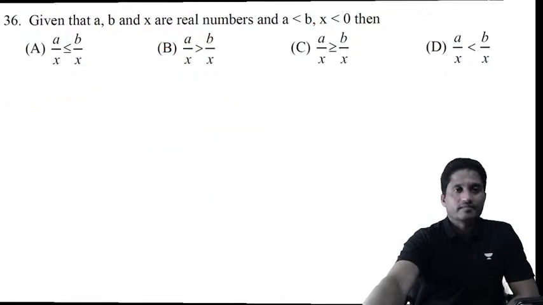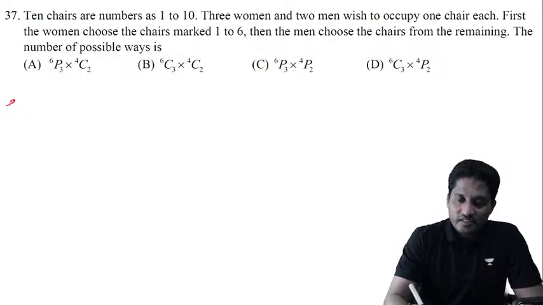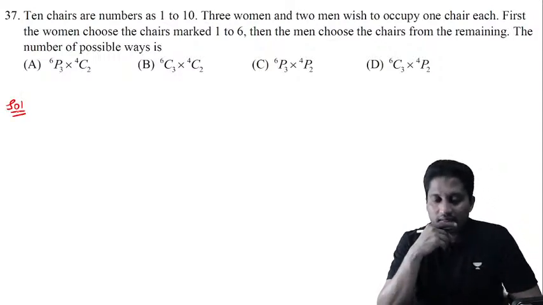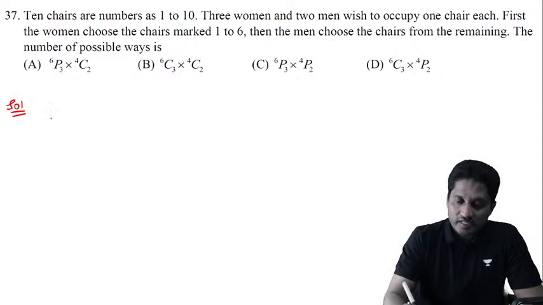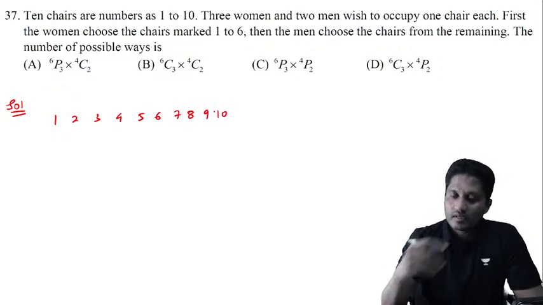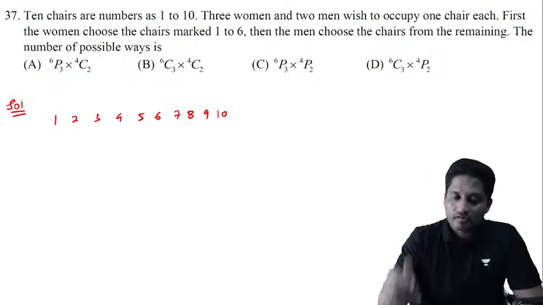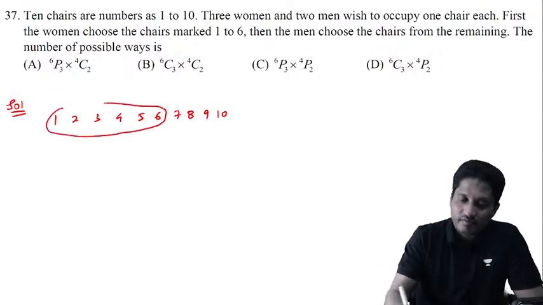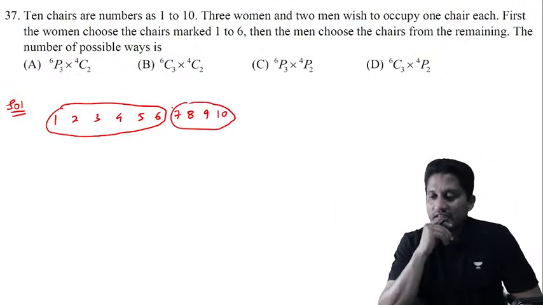Linear inequations. Question number 37. The 10 chairs are numbered from 1 to 10. 3 women and 2 men wish to occupy 1 chair each. So these 10 chairs are there: 1, 2, 3, 4, 5, 6, 7, 8, 9 and 10. First the women choose the chairs from those marked 1 to 6. Then the men choose the chairs from the remaining.